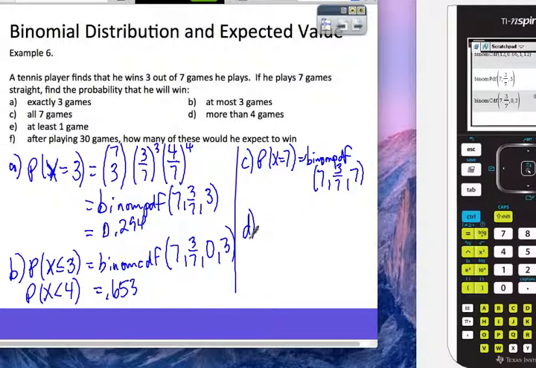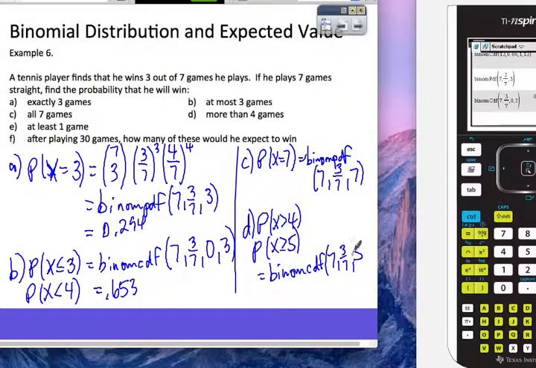Part D, let's just look more at the notation now. Probability of winning more than 4 games. So the probability of x being greater than 4. Equivalent notation would be x greater than or equal to 5. When you put this in your calculator, it's going to be binomial CDF. It's 7 trials, probability of success on each trial is 3/7, and you want your calculator to start adding on the 5th win and add all the wins from 5 to 7.